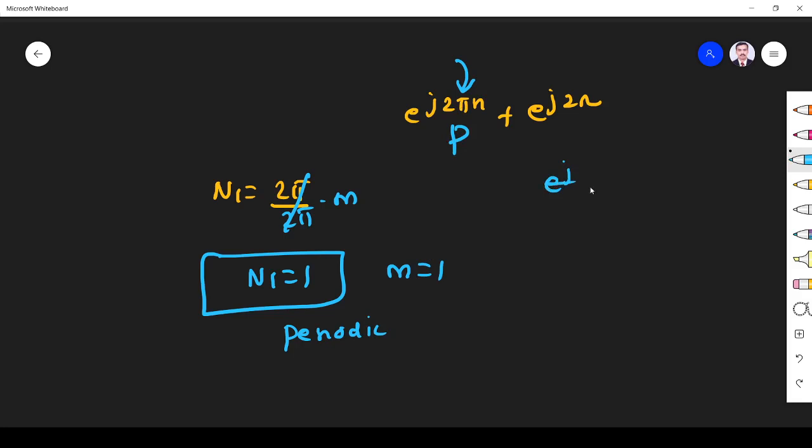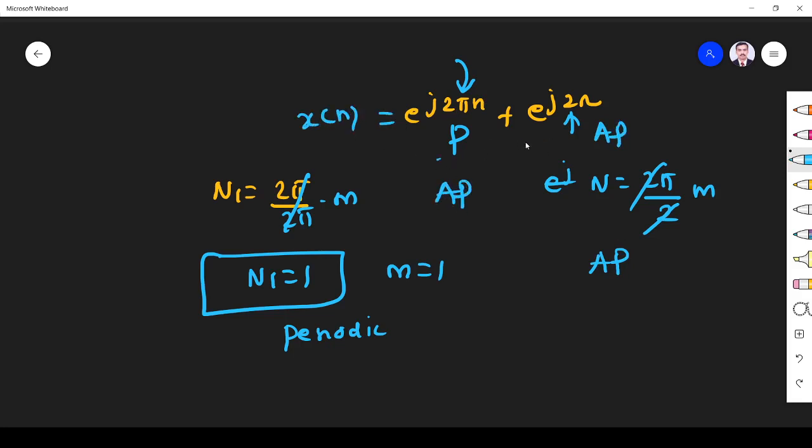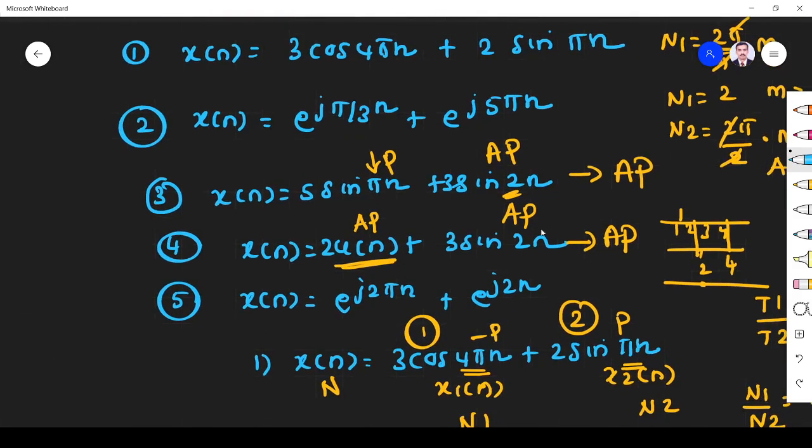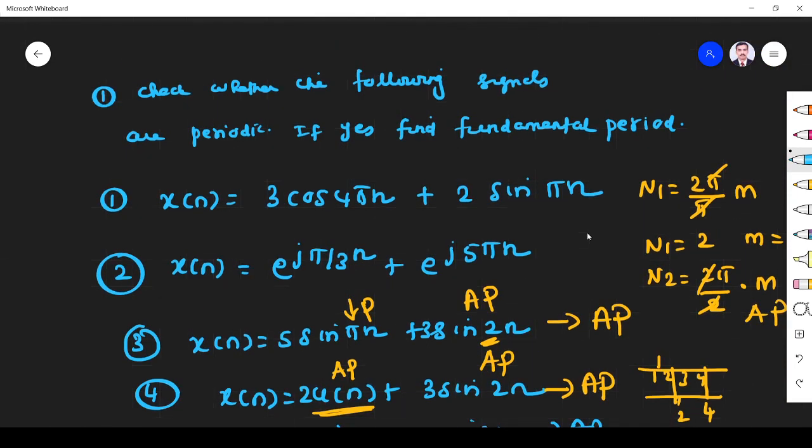Next we check e power j 2n. n is equal to 2 pi by omega, where omega is 2. So 2 pi by 2m, and pi. Surely it never becomes an integer for any m value. So this is aperiodic, and the other is periodic. So x of n is surely aperiodic. Periodic plus aperiodic will be aperiodic only. So my answer is aperiodic. Okay. So the first problem, we know it is periodic. This is also periodic.